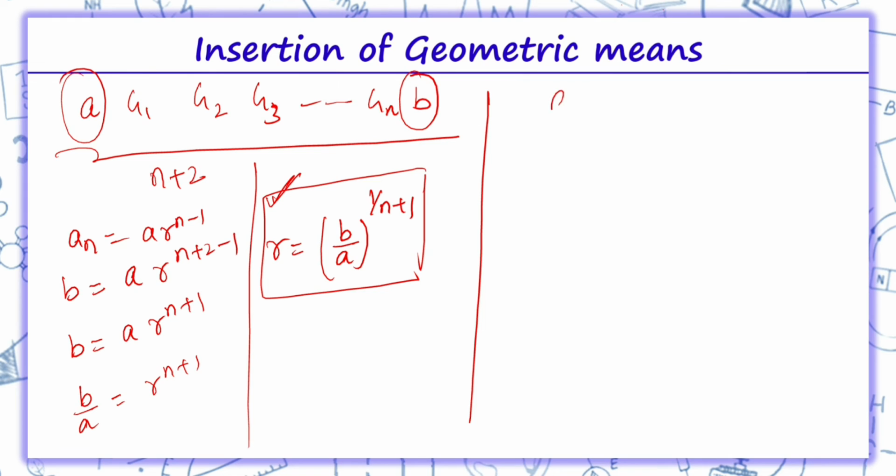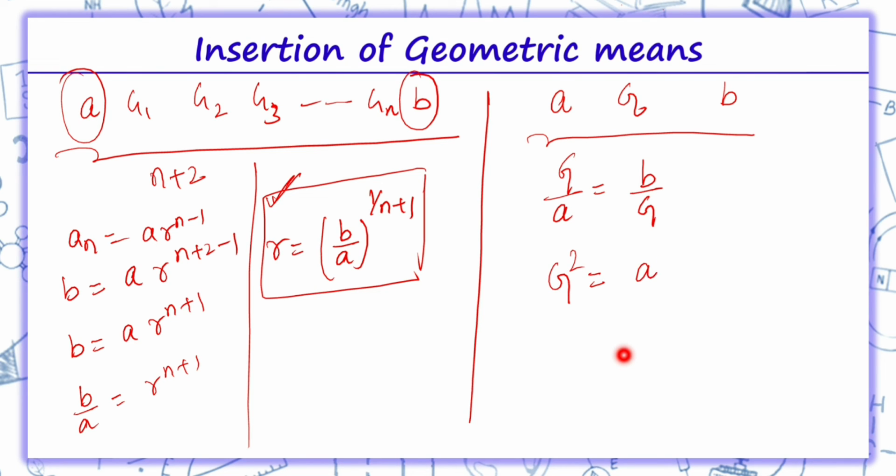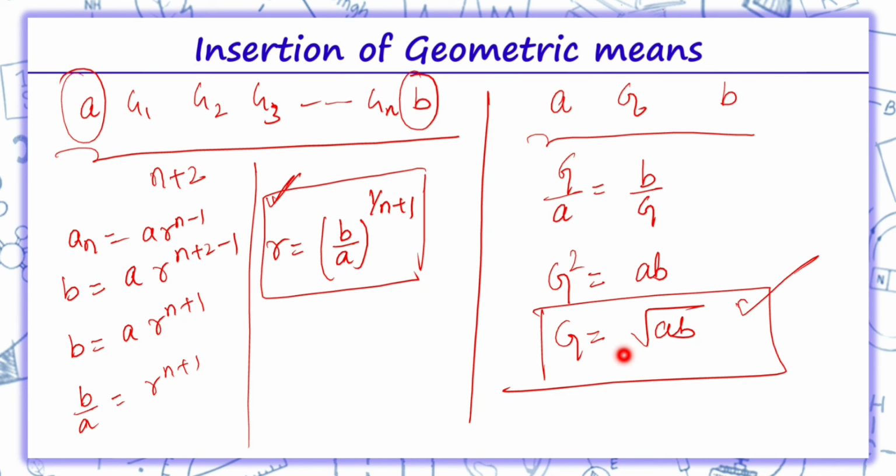Now again we have two terms. Over here a single geometric mean is inserted. When a single geometric mean is inserted and we have to find its value, we'll only apply a formula. As we know, this is a GP, a geometric progression, so we can write g by a is equal to b by g, because the ratio will be the same. So g square is equal to ab, so the value of g will be the square root of ab. This is how we can find one single geometric mean between two numbers.